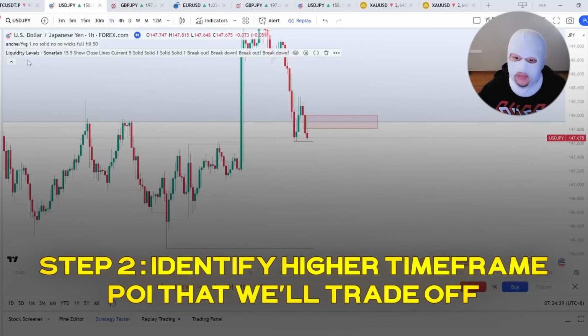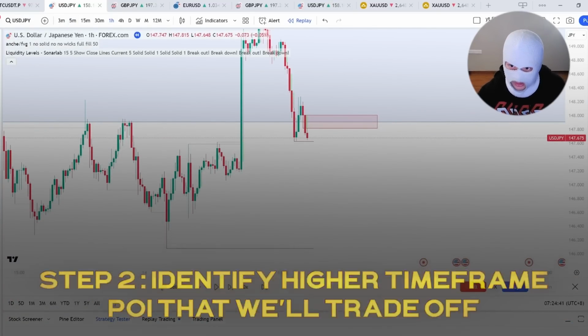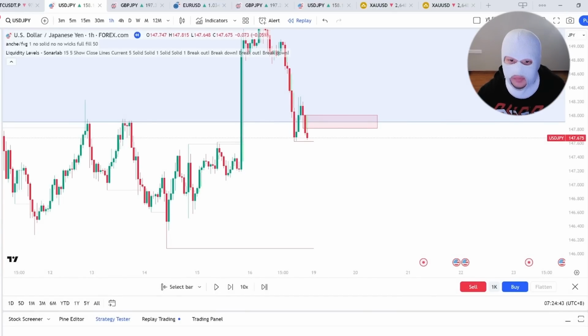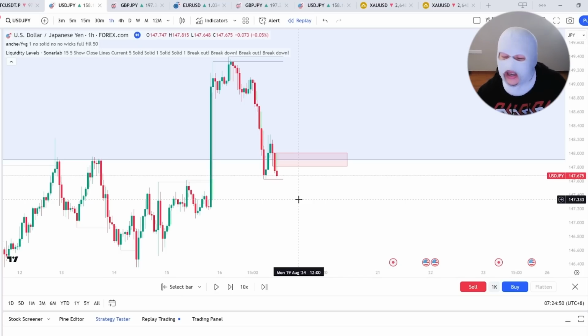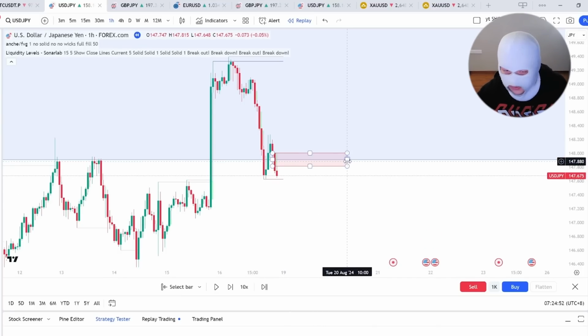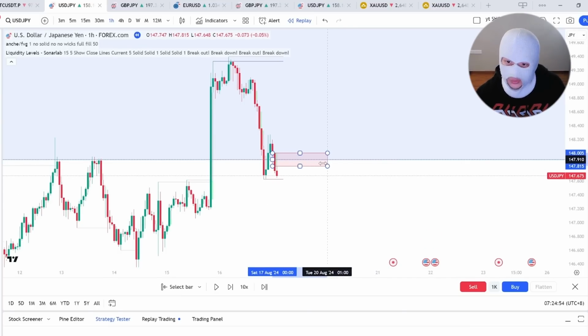Identify the higher time frame point of interest that we will trade off of. We have a few options here. We have the weekly fair value gap or these 1 hour bearish fair value gaps right here, which we can just take a trade off. Let's use these fair value gaps right here since we are already on the 1 hour time frame.